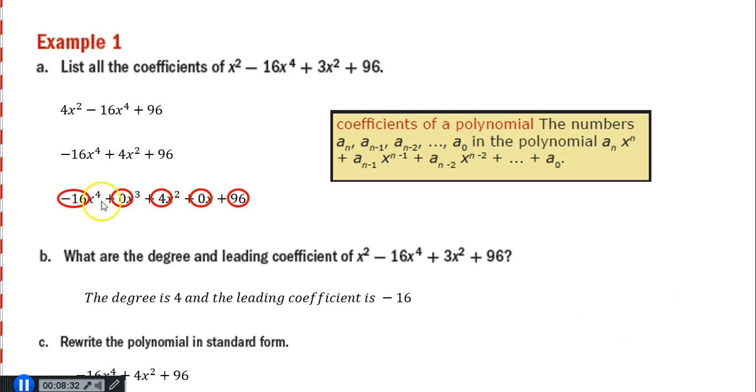Once we throw in other variables, things start to get a little bit more confusing or different. But if we're just working with one variable, which is all we're doing here, this is that standard form where you just have the largest exponent down to the next, until you get to the exponent 0.